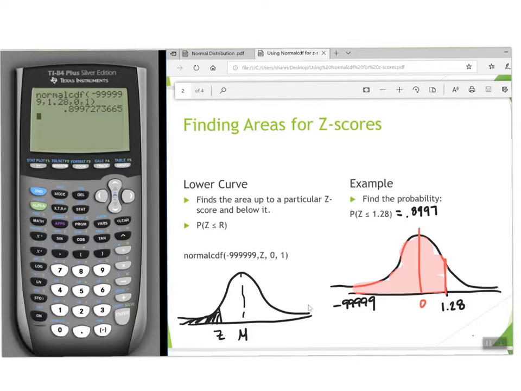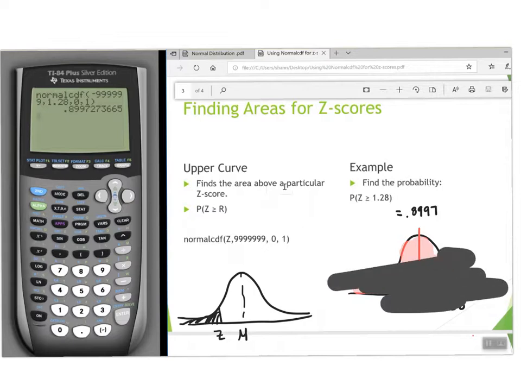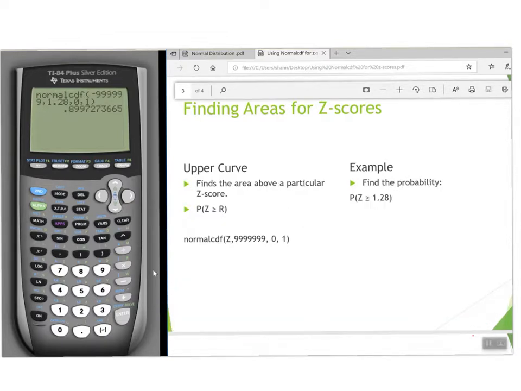So this is for a lower curve. Let's look at an upper curve. For an upper curve, it finds the area above a particular z-score. And again, here's how it changes. Let's look at find the probability that z is greater than or equal to 1.28. So again, we draw the curve, label the mean at 0 this time.